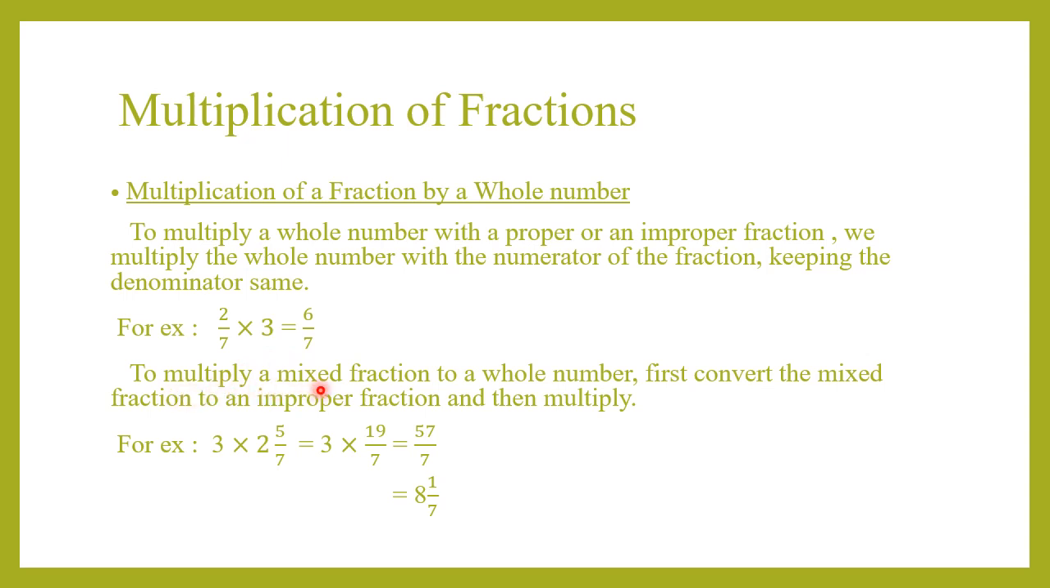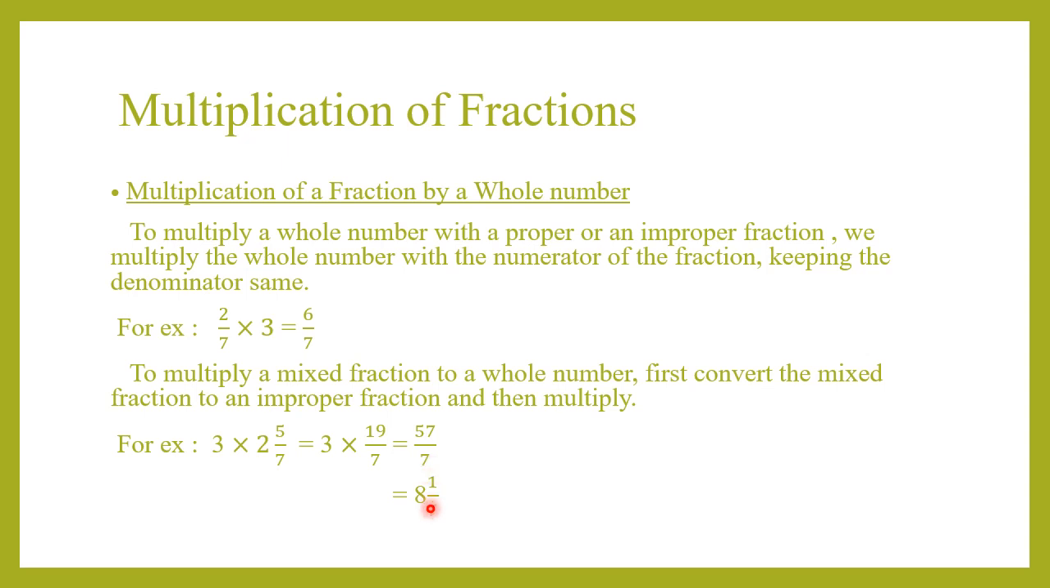Next, to multiply a mixed fraction to a whole number, first convert the mixed fraction to an improper fraction and then multiply. For example, 3 multiplied by 2 5 by 7. Here 2 5 by 7 is a mixed fraction. First you have to convert to improper fraction. So 7 2s are 14. 14 plus 5, that is 19 by 7. Now one whole number and this is improper fraction. So multiply this whole number and numerator. So 19 3s are 57 divided by 7.